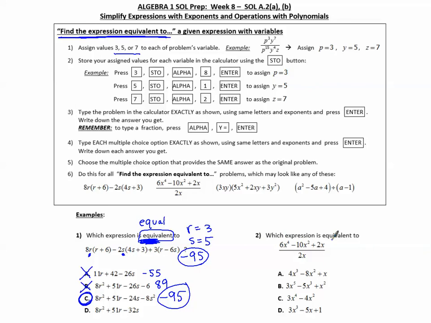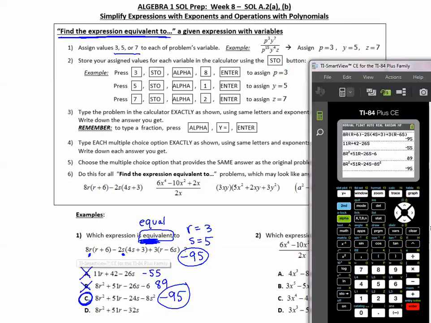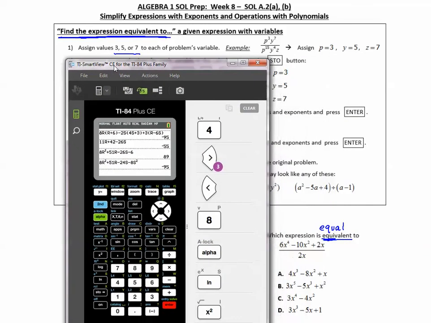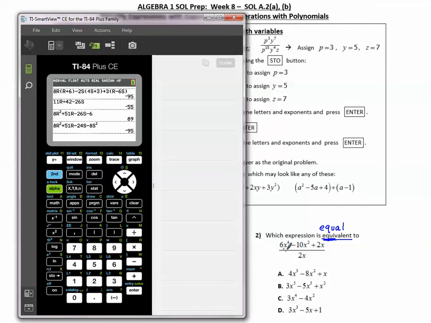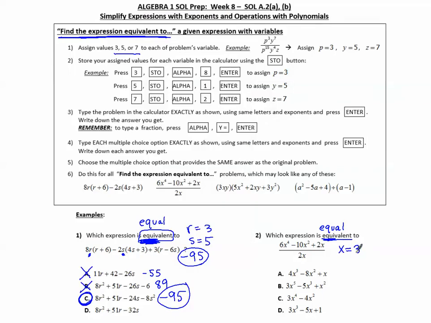Number 2, which expression is equivalent to this? Remember, equivalent means equal. So again, I can take my calculator and I can type in the original expression after I store the values. Now there are different variables here than there were in the last one, so don't worry about what you typed in and what you stored for the other variables. Let's just clear what's here and we'll just store the one number in for x. Let's write it down to remember what we stored. We want x to be 3.